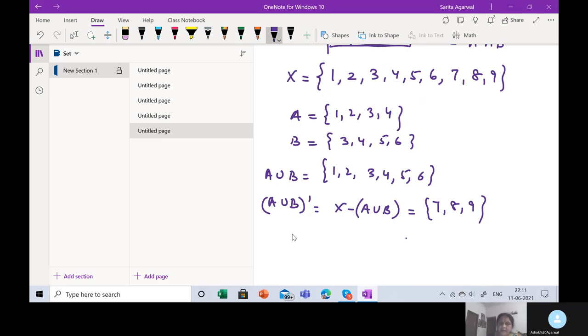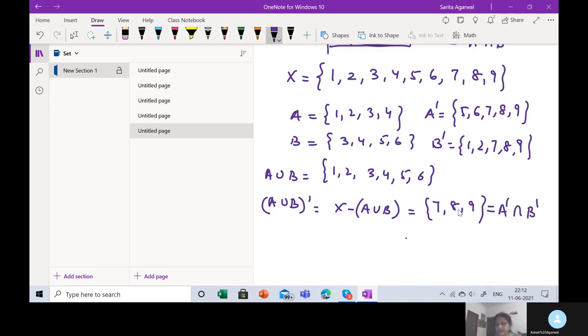And what is A complement? A complement is X minus A. So it is 5, 6, 7, 8, 9. What is B complement? It is 1, 2, 7, 8, 9. And A complement intersection B complement is 7, 8, 9. So this is so.